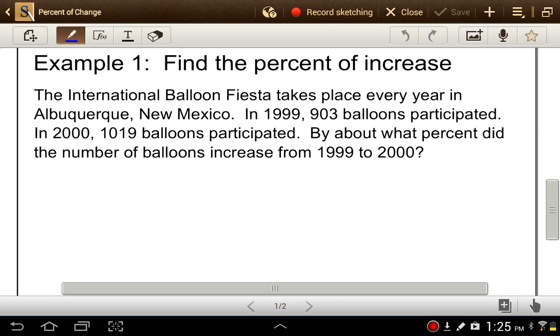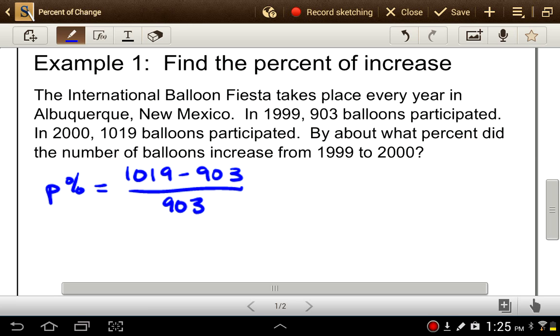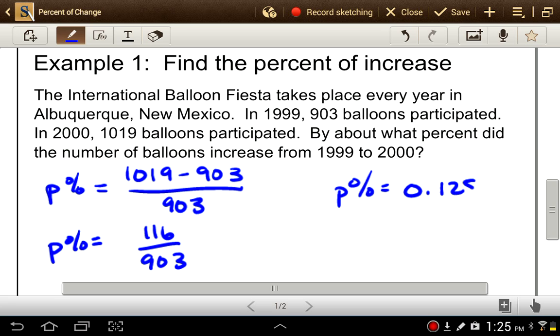So what I'm going to do is take my percent of increase equal to the amount of change, so that's going to be 1,019 minus 903. Again, always looking at it as a positive, over the original amount. The original amount would be the first amount that we have, the 1999 number, and that would be 903. So then I have the percent of change equals 116 over 903. When you type that in your calculator, you're going to get 0.128.